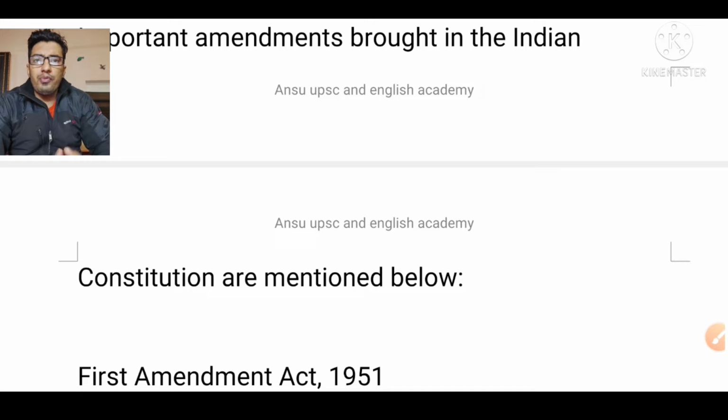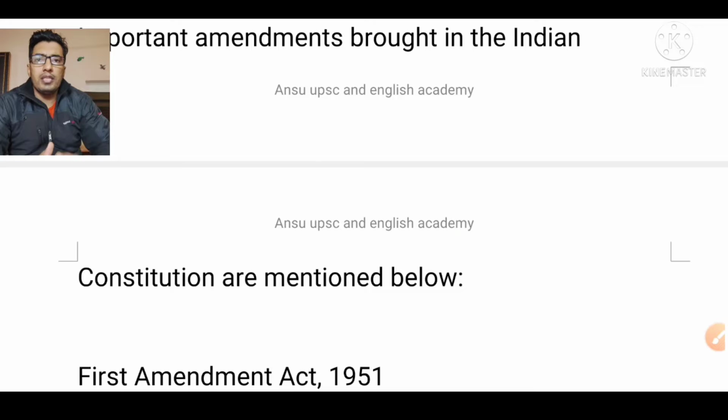Friends, as you know, we have already covered what amendments we have made in our constitution. We have even talked about the 104th Constitution Amendment Act, which came into existence in February 2021 itself. Yes, it is very important to remember each and every amendment.